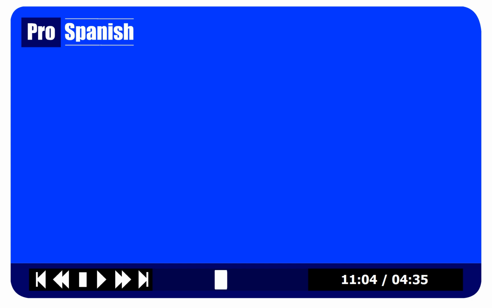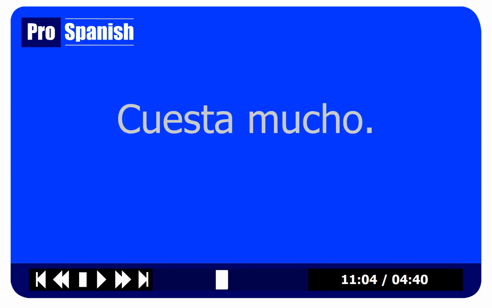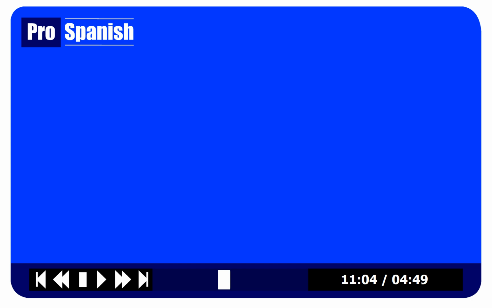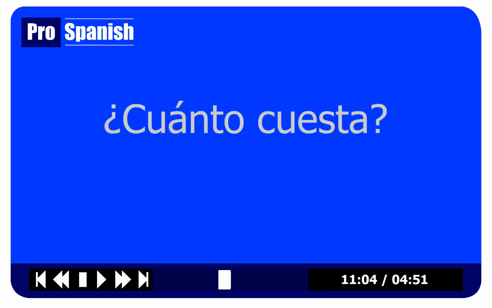How would you say it costs a lot? Cuesta mucho. What about how much does it cost? Or simply how much it costs. Remember, no lo here. ¿Cuánto cuesta? So to ask the price for something, you can say ¿cuánto es? Or ¿cuánto cuesta?